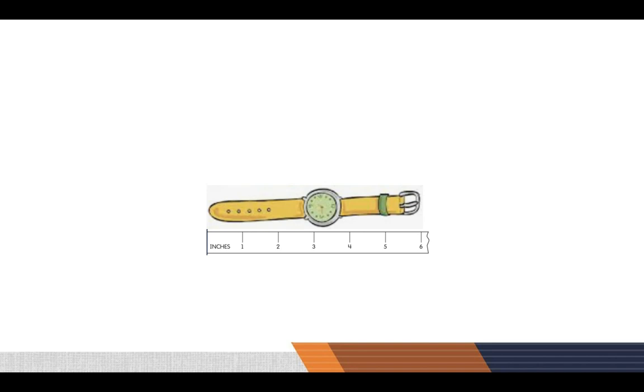Next, how many inches is the watch? We lined it up with the 0 point, and we see that it ends at the number 6. Therefore, it is 6 inches long. How long is the peppermint? If you said 1 inch, then you are correct.